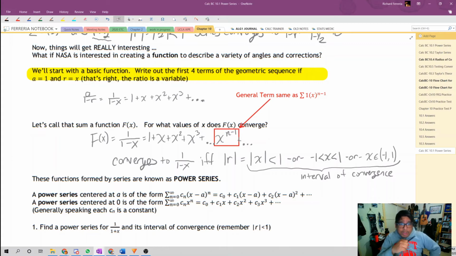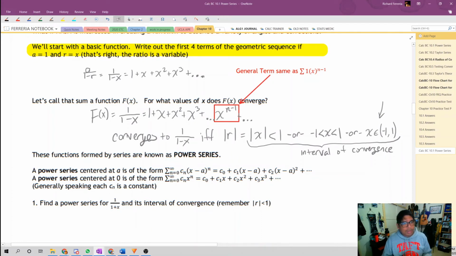Now, you only need to write it using one of these three notations. Most of the time, higher math classes are going to favor that third set notation where we have x epsilon negative 1 to 1. That's generally favored in higher math classes. So this interval of convergence, just like the name says, is going to give an interval for which the series is going to converge.